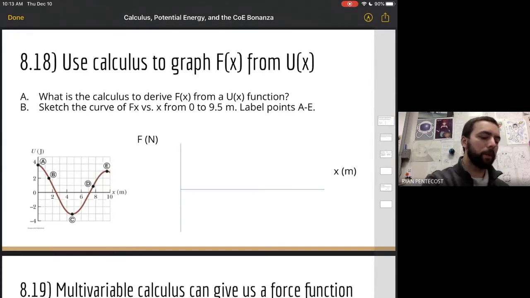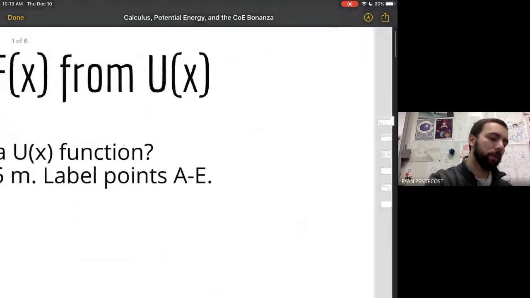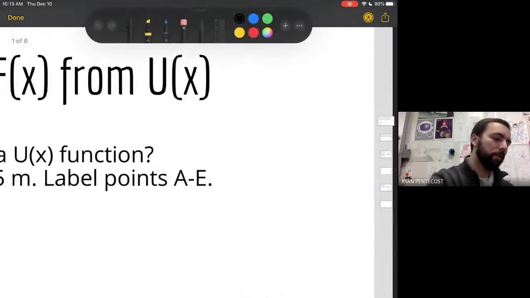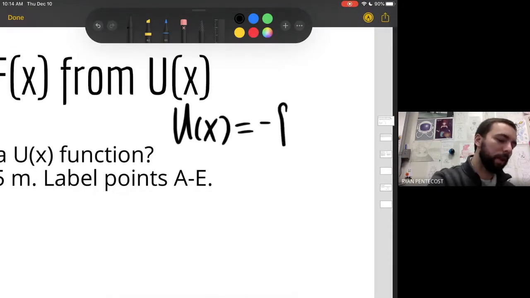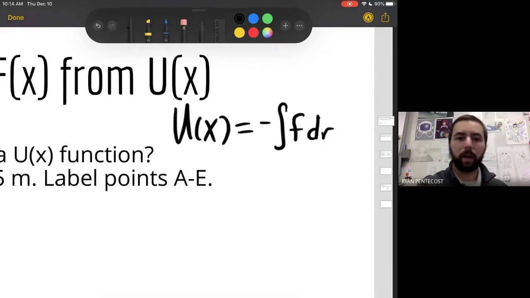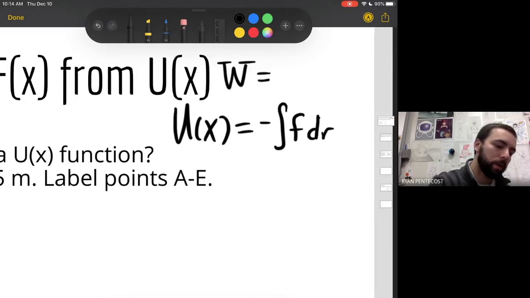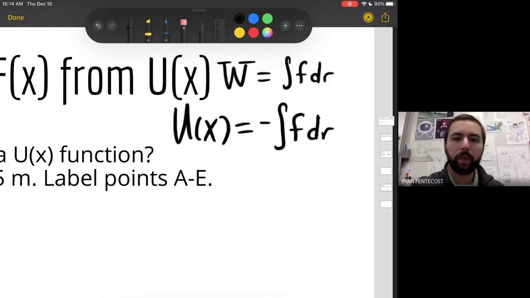Well, first, we know a couple things. First, we know that u of x equals, this is actually the negative integral of f dr. Okay, we never did this in class, but where work is the integral of f dr, potential energy is technically the negative integral of f dr.